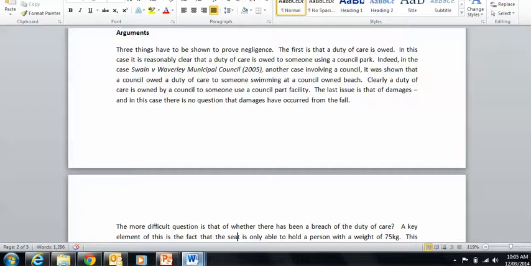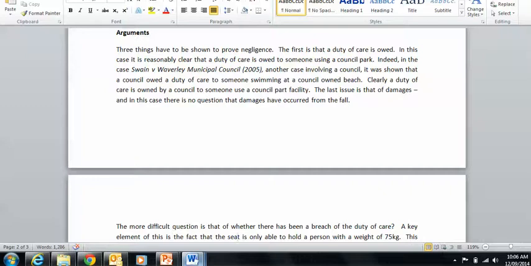I've broken it up into the three things that have to be proven. Notice the first one, where a duty of care is pretty clear: the council owes a duty of care to someone using the beach. I haven't gone into details about that, right? We don't want to waste words on something that isn't going to build a sophisticated argument. I have, however, used this case of Swain versus Waverley Municipal Council to say, if this shows a council owes a duty of care to someone swimming at a beach, then surely they owe a duty of care to someone at a park. I've used that to make that link.